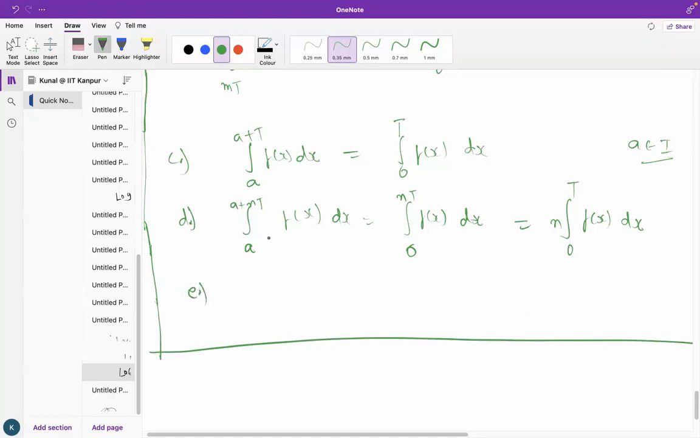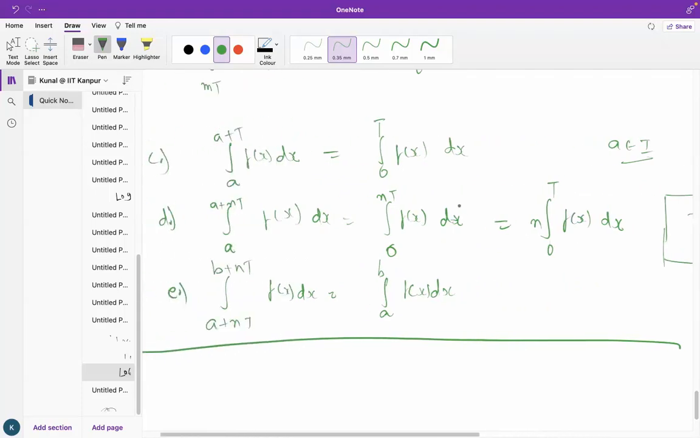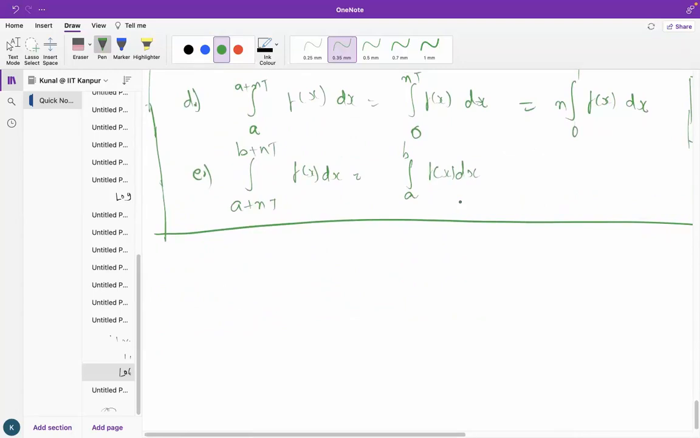Let's move on to the E property. Here we are integrating from a plus nT to b plus nT, f(x) dx. It's also equal to integrating from a to b, f(x) dx, where n belongs to I. So this is what we have to go through. Let's move on to their proofs.